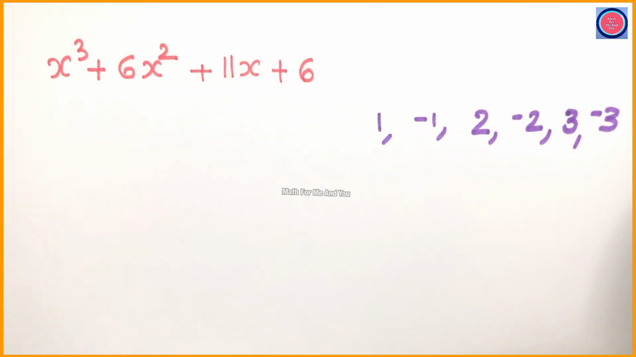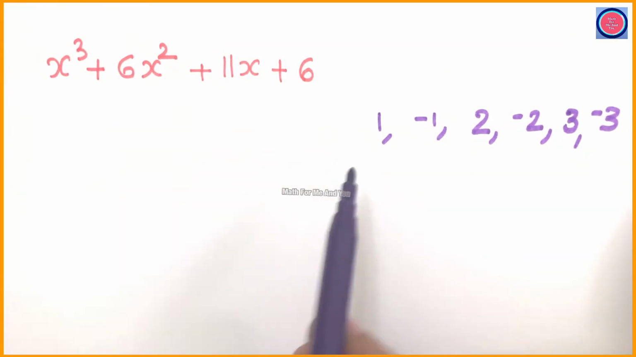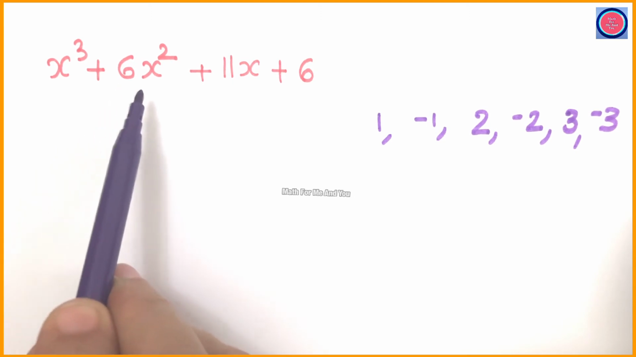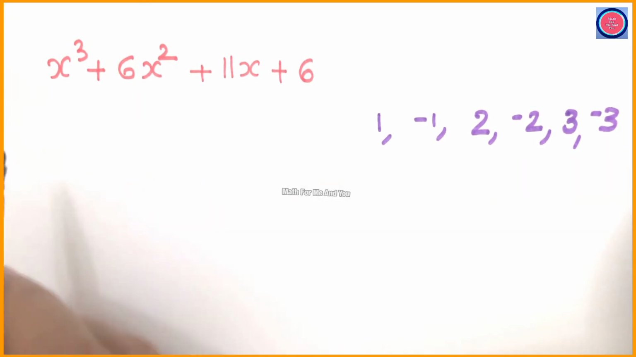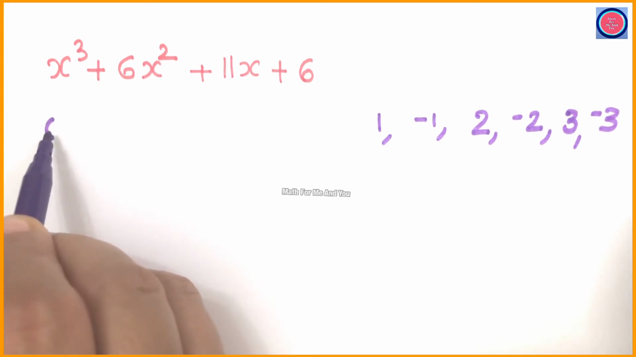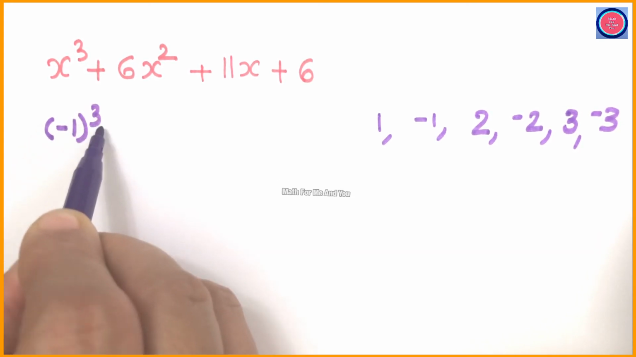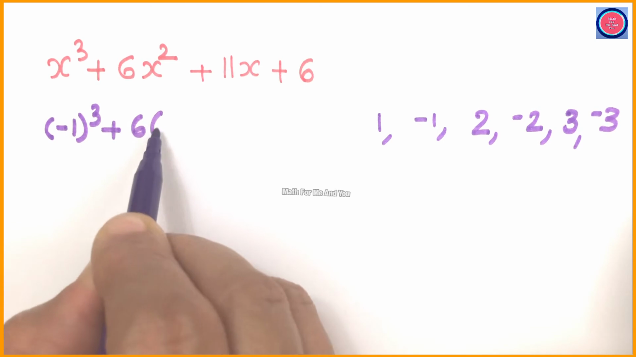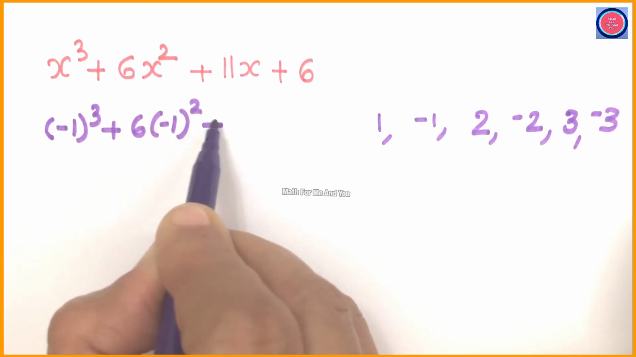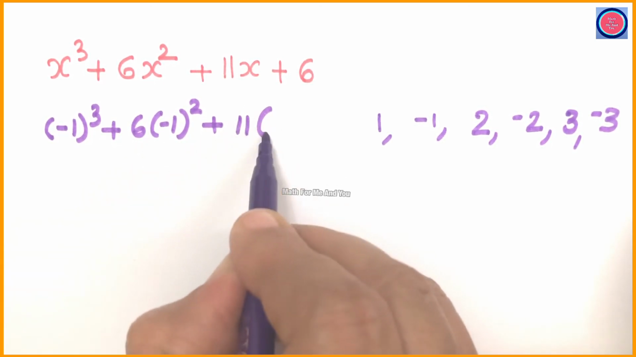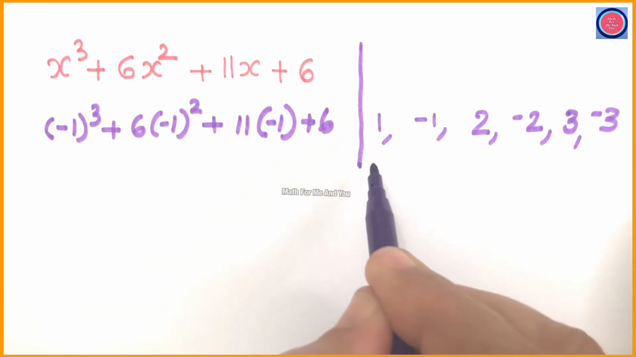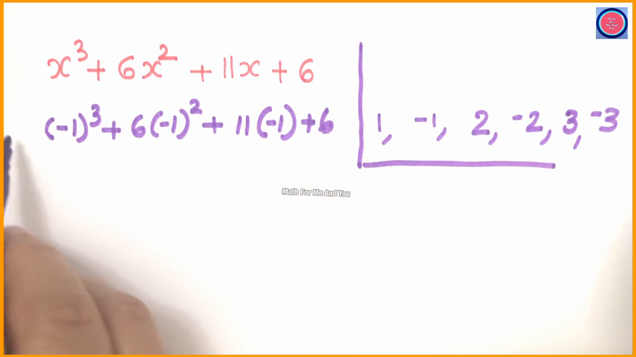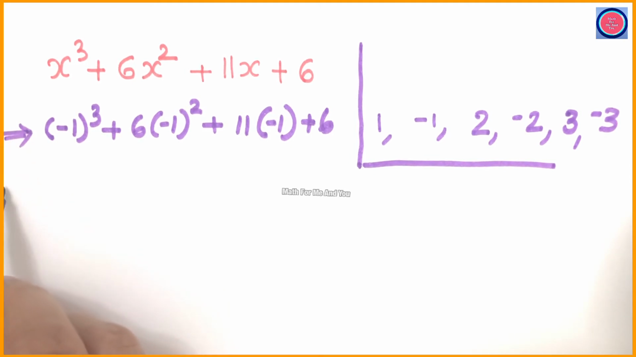1, no need to substitute because we know all the terms are positive. If we substitute 1, the values will add up and so we don't get 0. So I am not going to put 1 for x. Next we are going to try with minus 1. Substitute minus 1 for x. We get minus 1 the whole cube plus 6 times minus 1 the whole square plus 11 times minus 1 plus 6. What answer do we get?